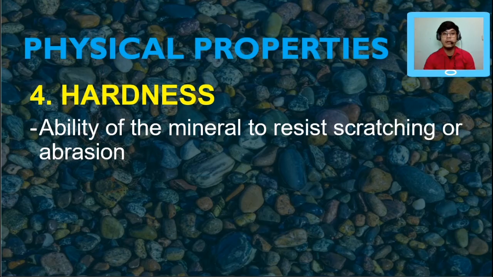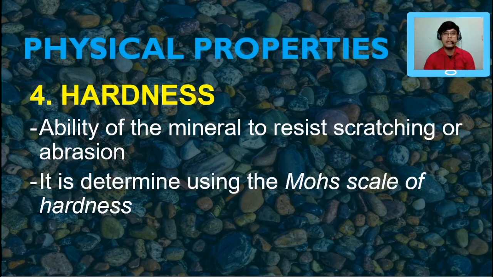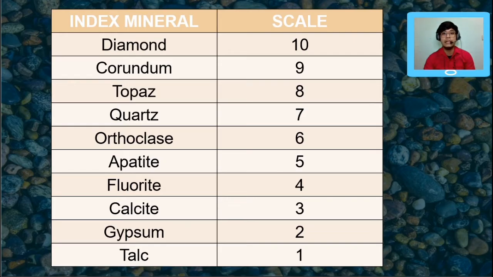And moving on, we have number 4, hardness. Hardness is the ability of the mineral to resist scratching or abrasion, and it is determined using what we call the Mohs scale of hardness. So we also have this index mineral and scale. We have this scale from 1 to 10, 10 being the highest and the hardest according to the Mohs scale of hardness. And we also have sample minerals under this scale. So for the 10, we have diamond, 9 the corundum, 8 topaz, 7 quartz, 6 orthoclase, 5 apatite, 4 fluorite, 3 calcite, 2 gypsum, and 1 is the talc. So these are some of the examples of the hardness of a specific mineral.